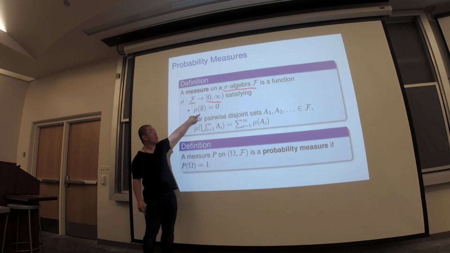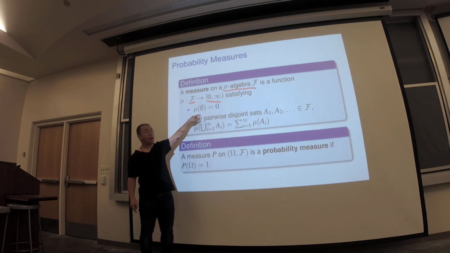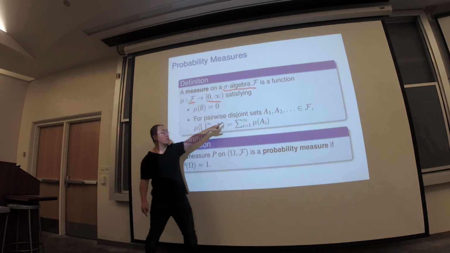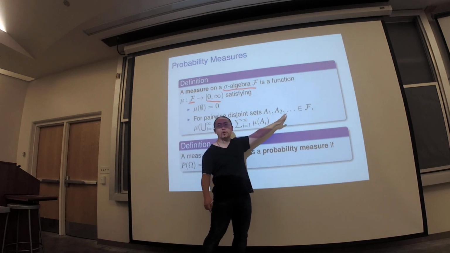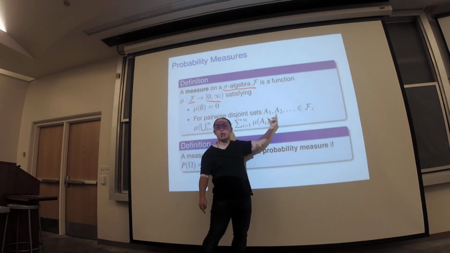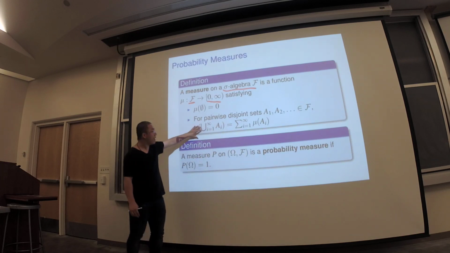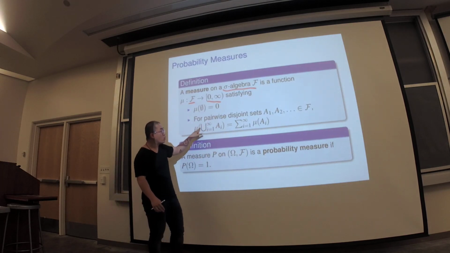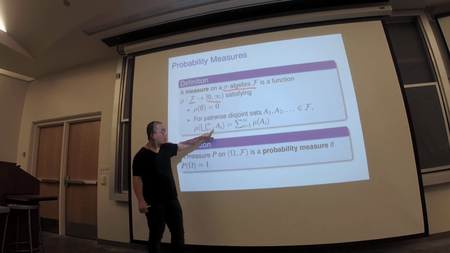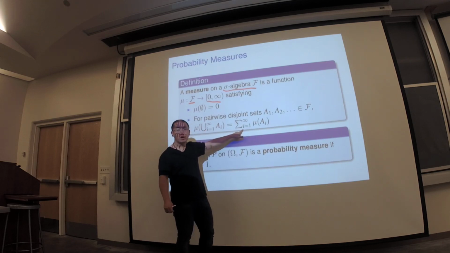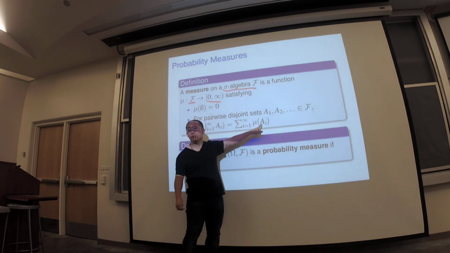First, the measure over the empty set must be 0. And second, for pairwise disjoint sets, A1, A2, up to A infinity, meaning any arbitrary two sets have an empty intersection, you need to ensure that the measure over the union of those disjoint sets is the summation of the measure over each individual set.